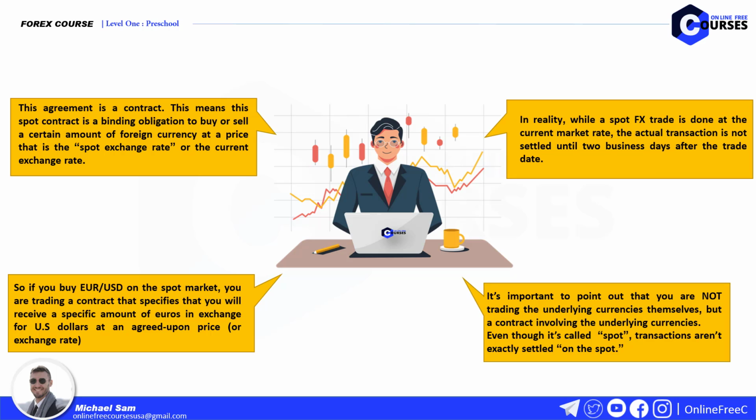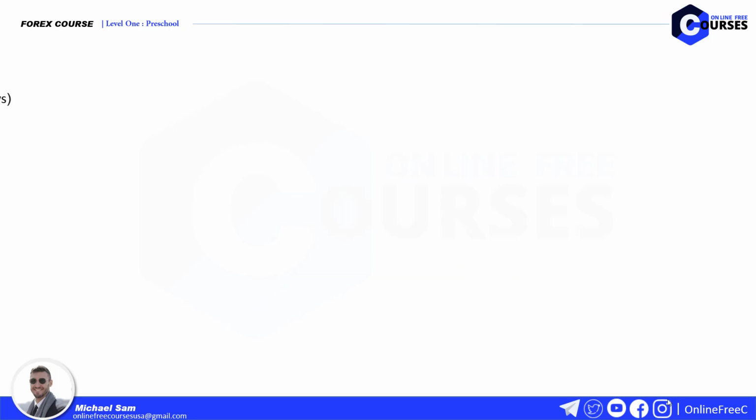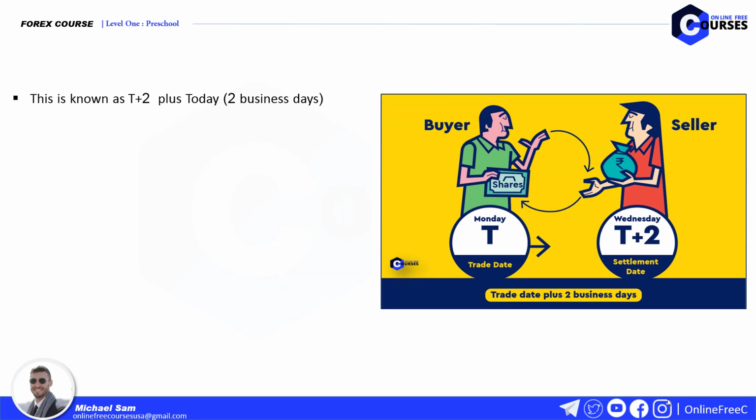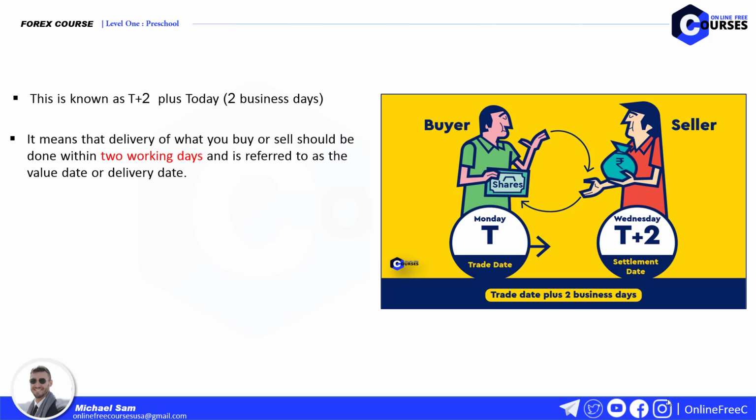In reality, while a spot FX trade is done at the current market rate, the actual transaction is not settled until 2 business days after the trade date. This is known as T+2, today plus 2 business days. It means that delivery of what you buy or sell should be done within 2 working days and is referred to as the value date or delivery date.